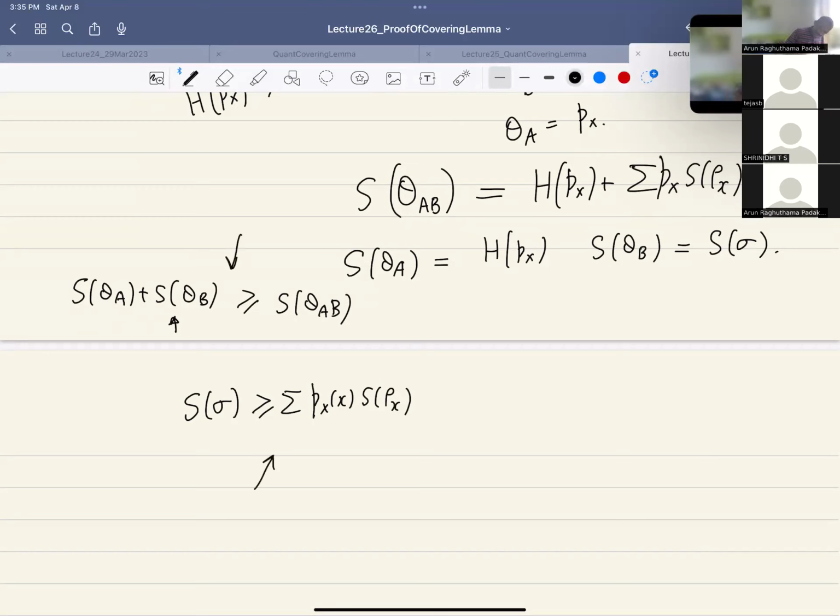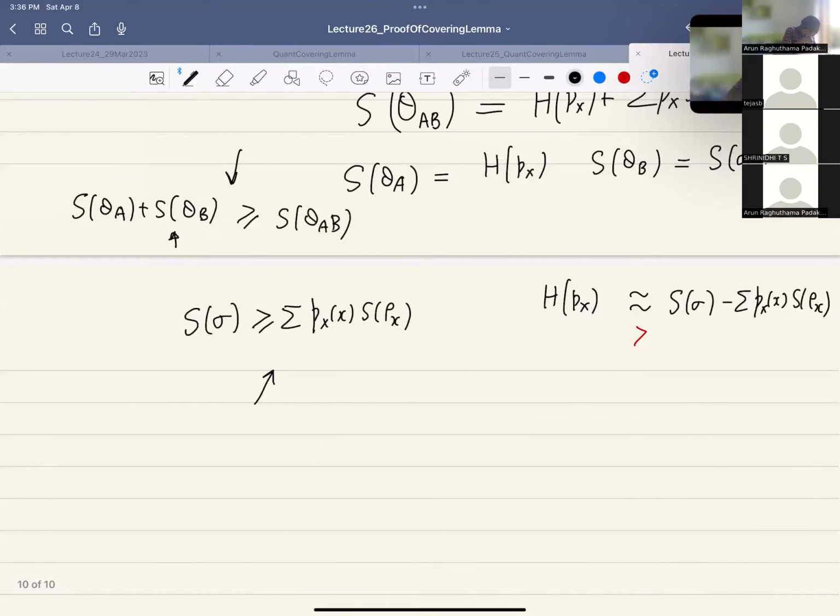But I was interested in trying to show how h of Px is related with S of sigma minus Px of x, S of rho x. This is what I wanted to show. I conjecture it as this, and I think there is a way to show this.